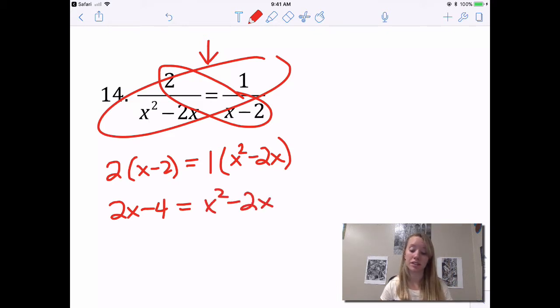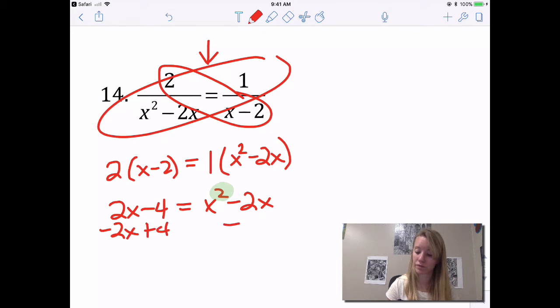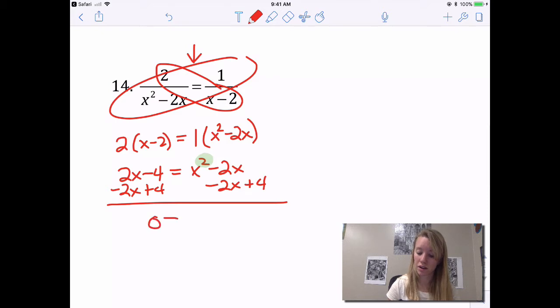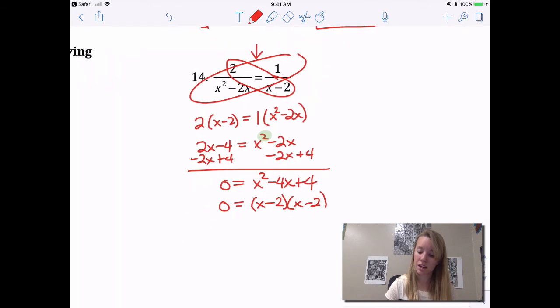If you want to solve this, what we notice is that we've got a squared. Okay, when you have a squared, you know that you're going to factor. So we want to get everything on the same side and add multiply. All right, so I subtract 2x and add 4. I get 0 equals x squared minus 4x plus 4. And then factoring add multiply, this actually works out pretty nicely. I get x and x, negative 2 and negative 2. So then really I get x equals 2 and x equals 2 for my solution.